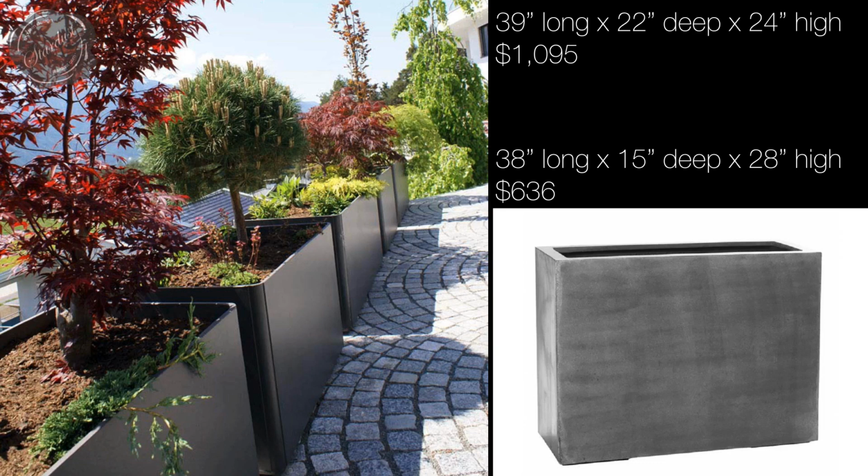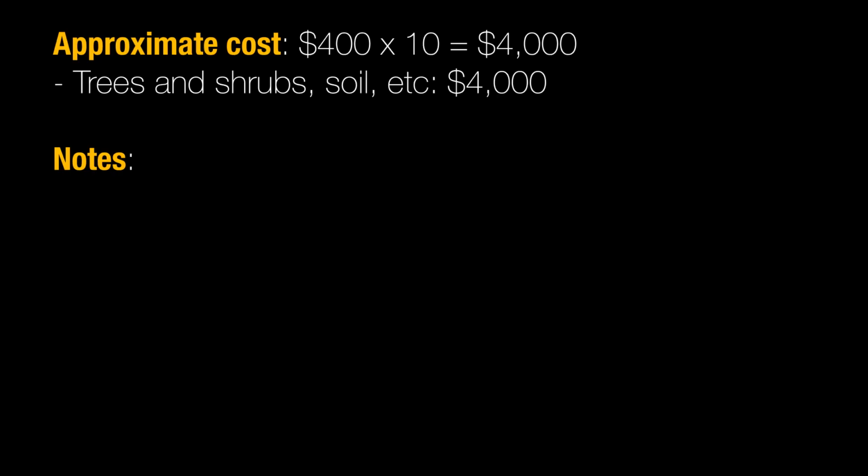These ones that you see here on the left are actually made in Switzerland, and they're about $1,100 each. And they have little feet underneath, so you can still get a forklift under them if you want to move them around. The one down below is little. It's 30 inches long. It's 28 inches high. I actually like the ones that are about 24 inches high to 22 inches high. The reason is that's the height of a chair, and sometimes people like sitting on the edges of these. So the approximate cost, if you did 10 of these at $400 a piece, you'd be in it for $4,000.